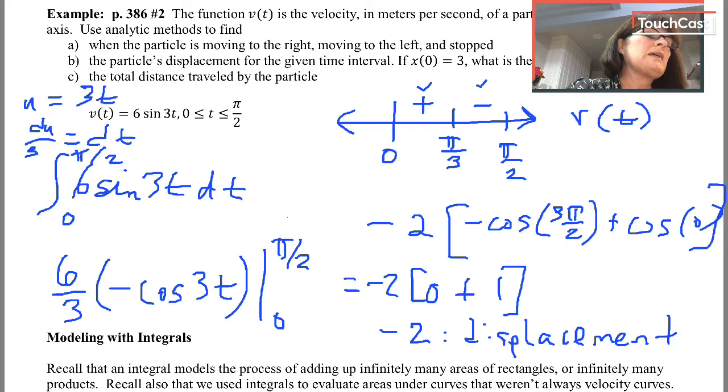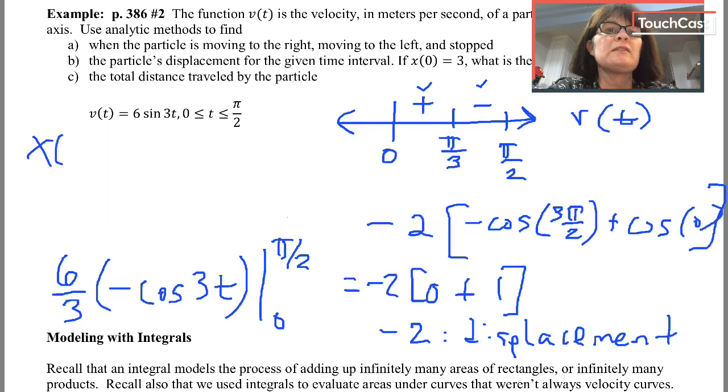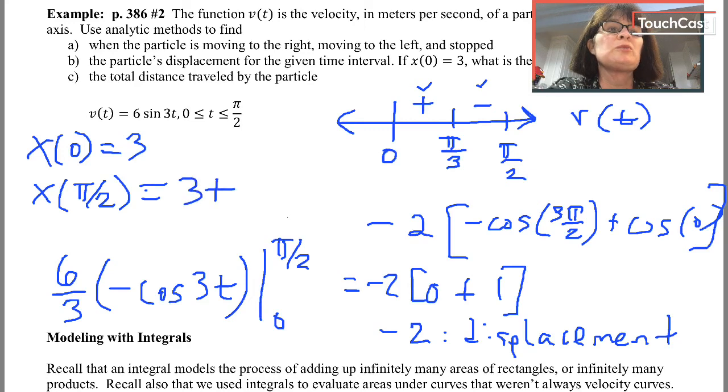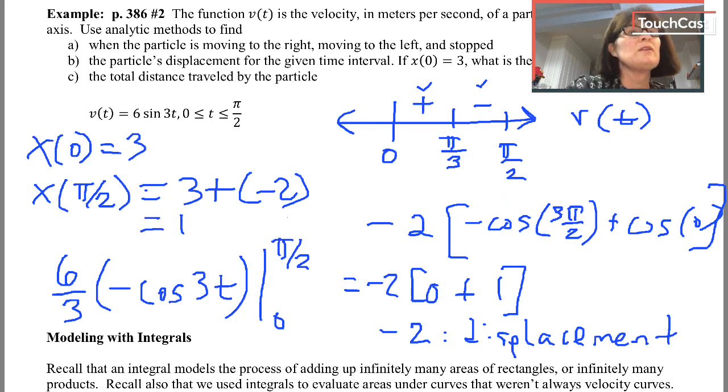And can I find my position after pi over 2 seconds? Well, if I know x of 0 was 3, x of pi over 2 is going to be the initial position, 3, plus the displacement. So x of pi over 2 is going to equal 1. So that means on that time interval, the net distance traveled was backward. So the particle ends up further back, backward from where it started. All right, I'm going to clear the board and then we'll talk about total distance traveled.